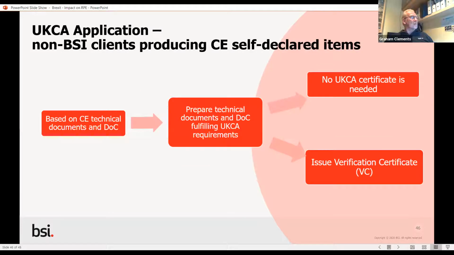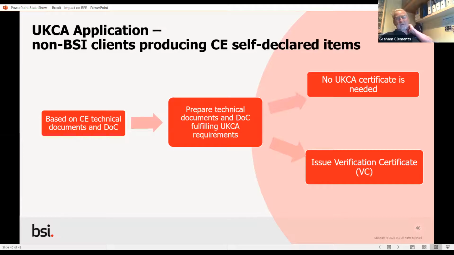So if you're a non-BSI client, you've got a product that's self-declaration, so say category 1 PPE. You've based it on CE technical documents, and you've got a declaration of conformity even for a Cat 1 product. You can prepare those technical documents and your declaration of conformity, and you could fulfill UKCA requirements. So you wouldn't need a certificate. You wouldn't need a UKCA type examination certificate.